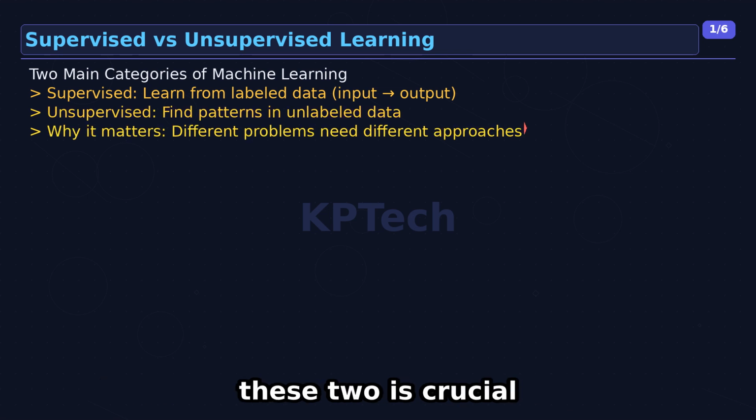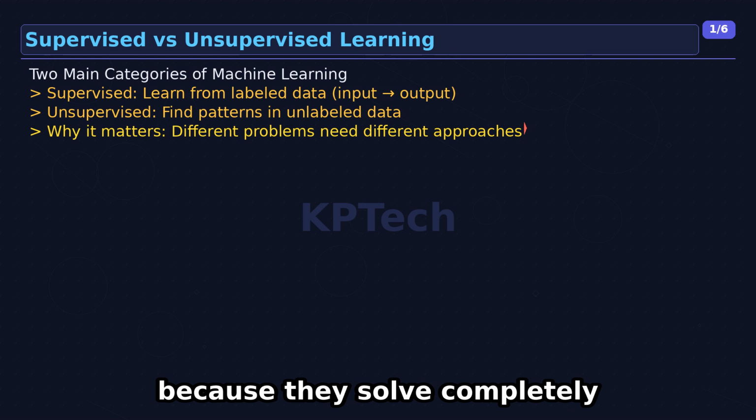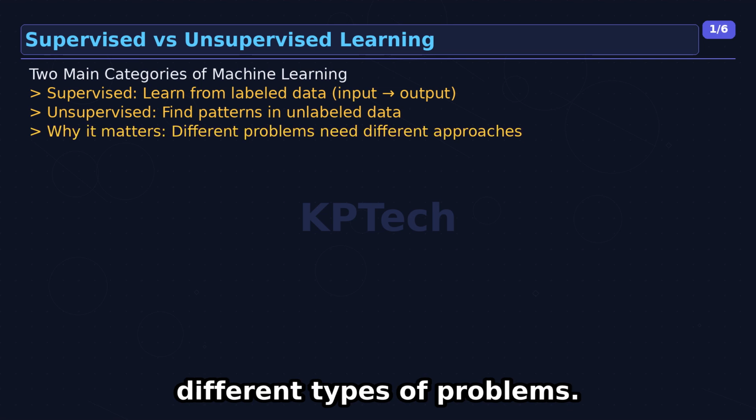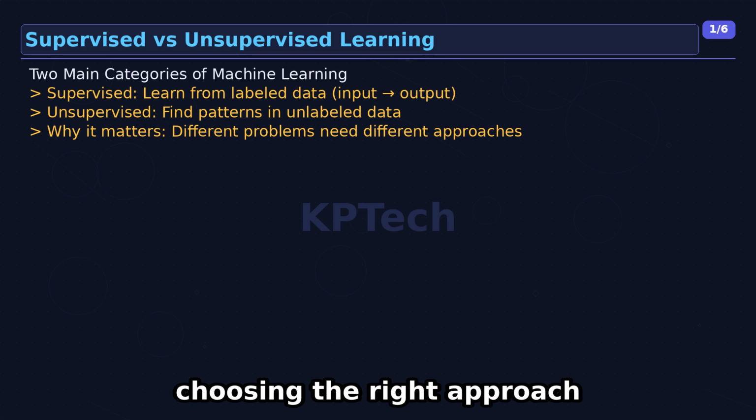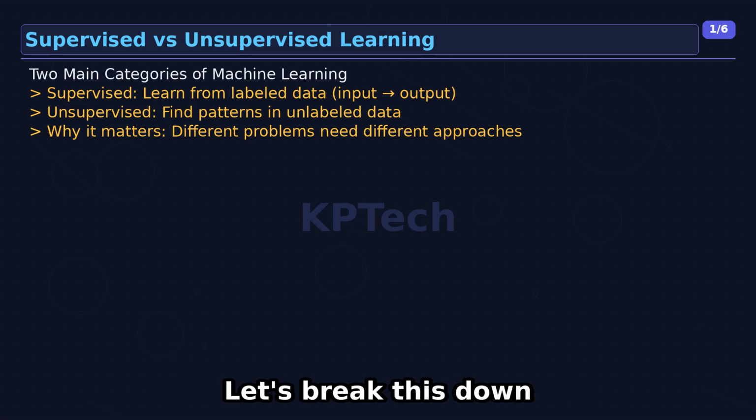Understanding the difference between these two is crucial because they solve completely different types of problems. Whether you're predicting house prices or grouping customers, choosing the right approach makes all the difference. Let's break this down step by step.